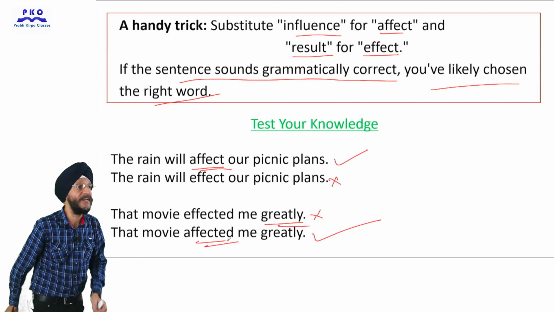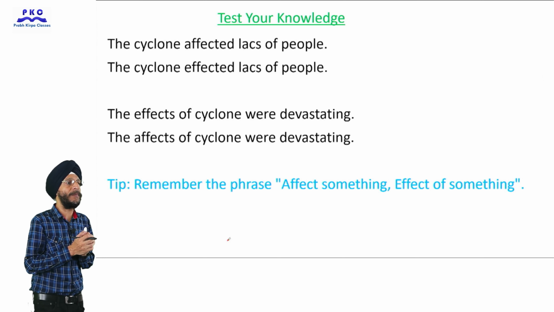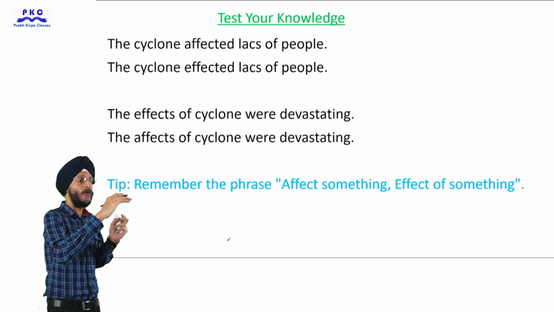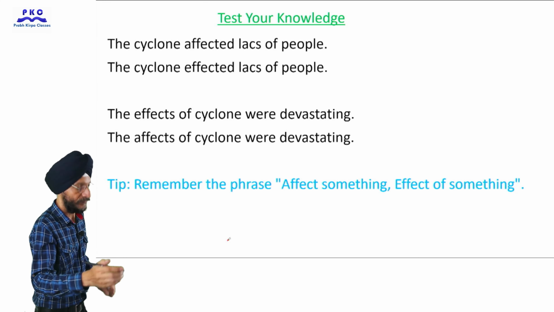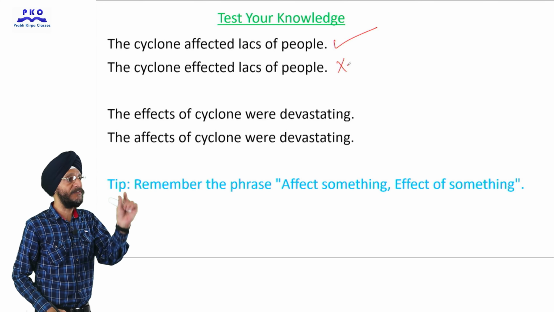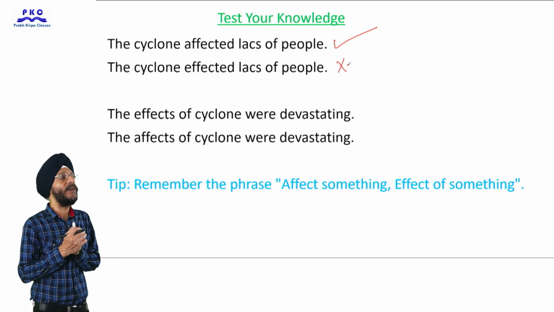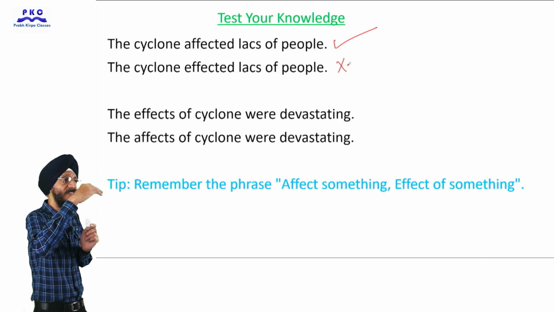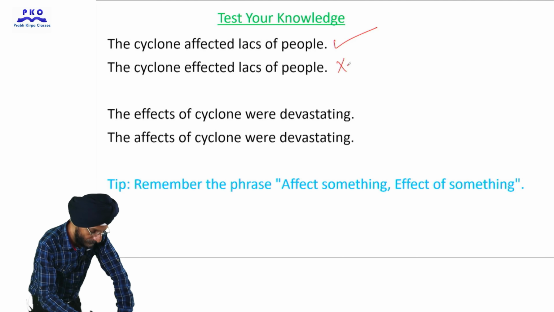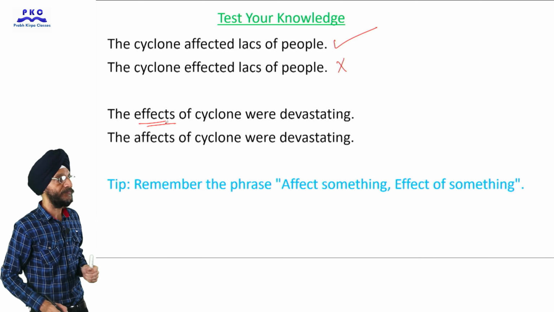which starts with A. Next, the cyclone affected lakhs of people. Here the cyclone is not the result. Cyclone has influenced lakhs of people. So here we will use the word which starts with A. The effects of the cyclone were devastating. Effects means the result. The end result was devastating. So here we will use effect, which starts with E.